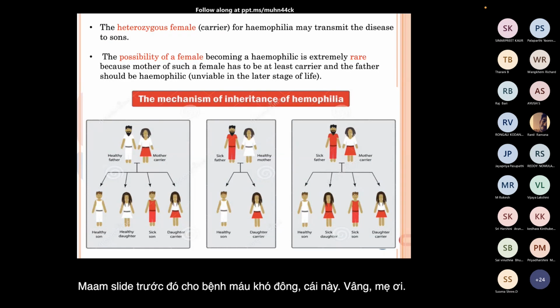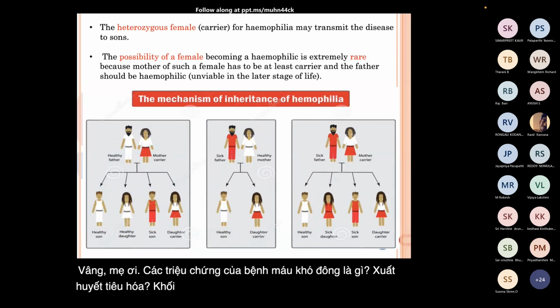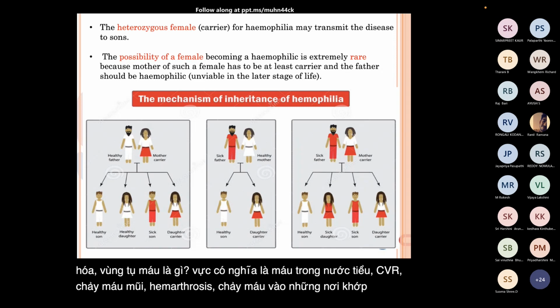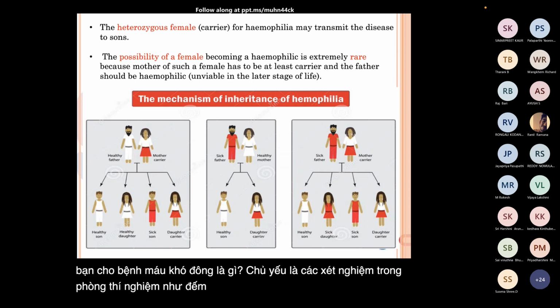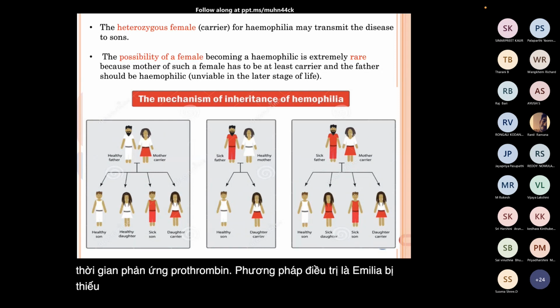What are the symptoms of hemophilia? Gastrointestinal bleeding, hematuria, which means blood in urine, severe nosebleeds, and hemarthrosis, which is bleeding into joint spaces. What is the diagnosis for hemophilia? Mainly lab tests like platelet counting and prothrombin time. Treatment for hemophilia is injections of the missing or non-functional clotting factor.